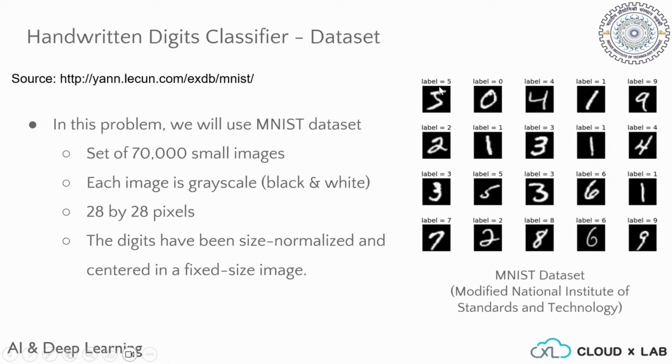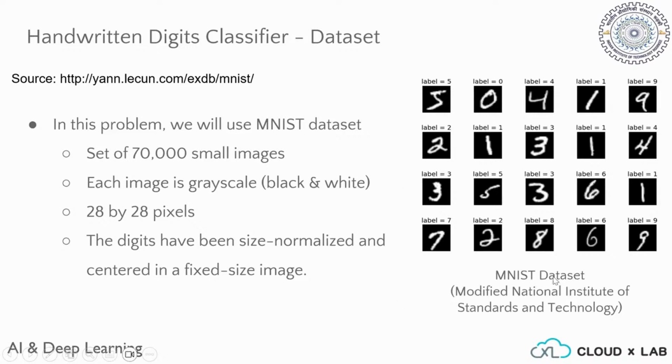Okay, and the size of each image is 28 by 28, right? So the width of the image is 28 and the height of the image is 28, right? And all these images have been size normalized and centered in a fixed size image, right? So these are nothing but the pre-processed images, right?